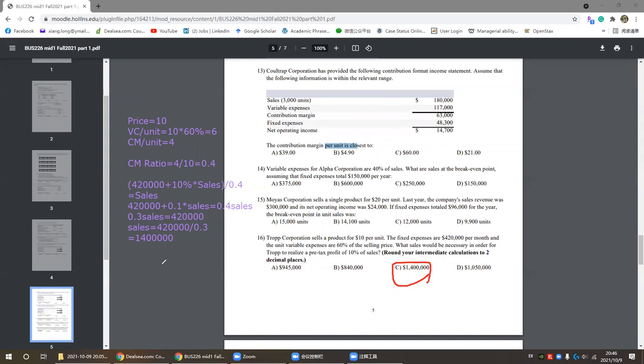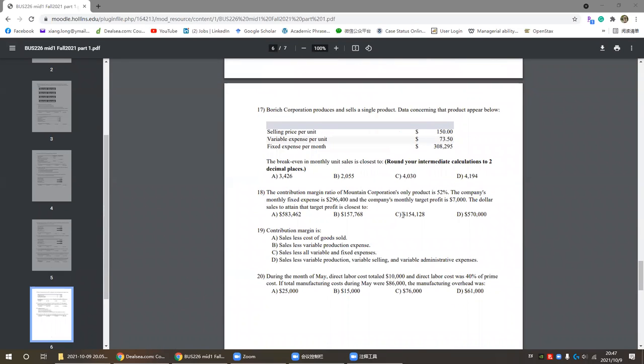I talked about these exact same questions during our class, so make sure you understand how to do this question. This is a little bit tricky because it did not directly give you the pre-tax profit. So make sure you understand how to do these kinds of questions. The answer will be C.